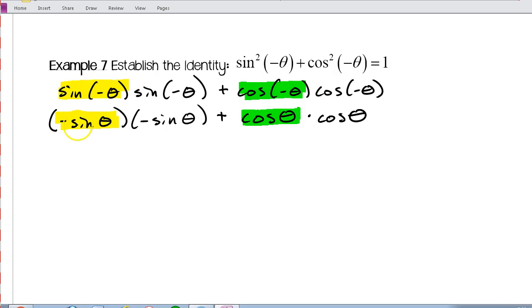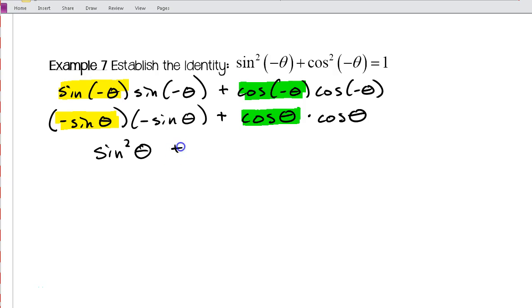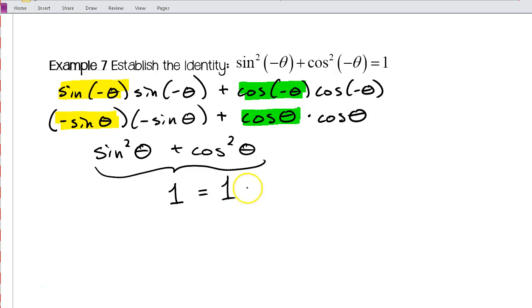Now if I multiply these together, I have a negative times a negative, which would be a positive. So that's going to be positive sine squared theta. And if I multiply those two, I'm going to get cosine squared theta. And I know that this is my Pythagorean identity that equals 1. So I have established that it equals 1, which is what I was looking for over there.